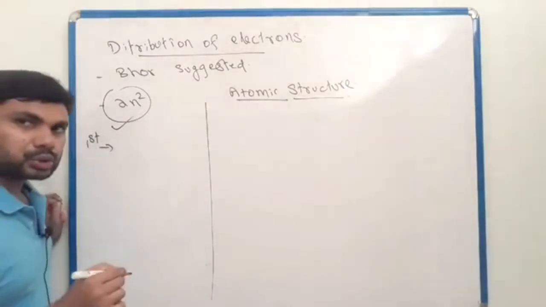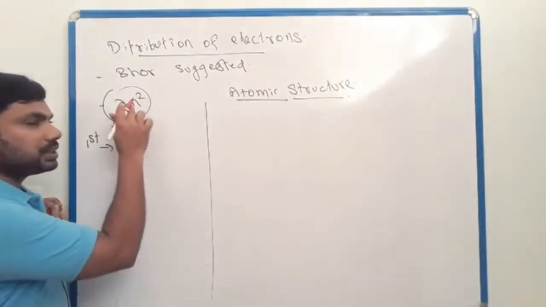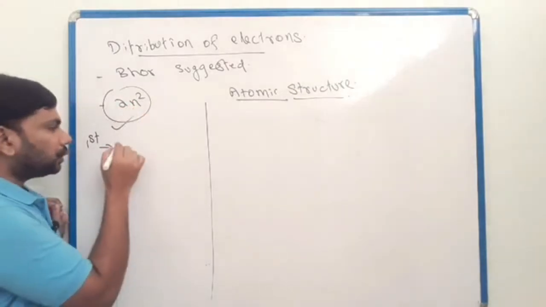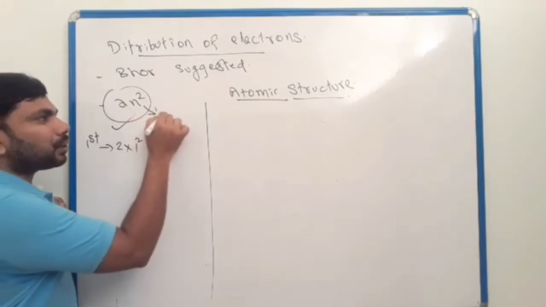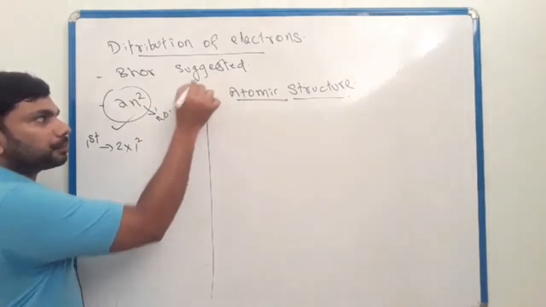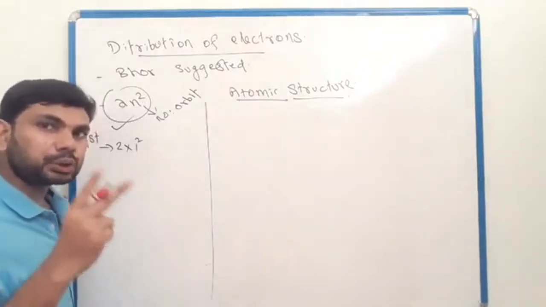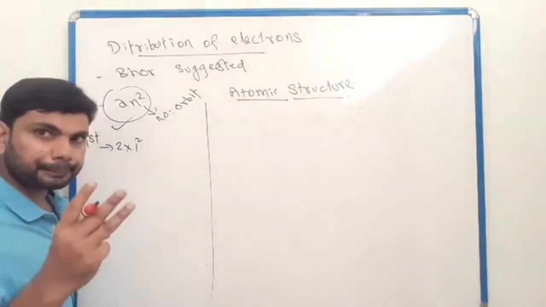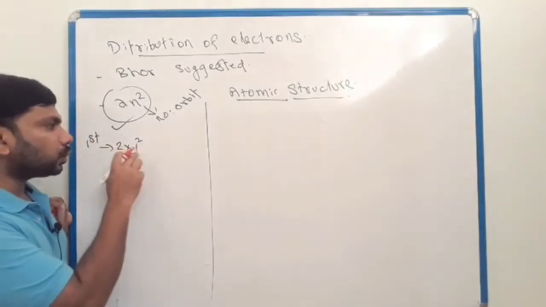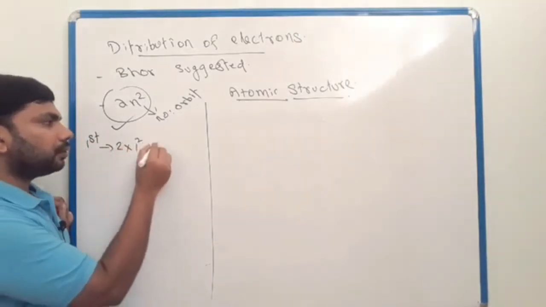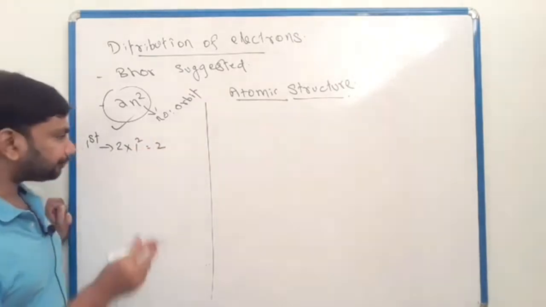So you want to know the first orbit. How many electrons? To understand how many electrons in the first orbit, you have to use this equation 2n square. Here n represents the number of the orbit. First orbit n equal to 1, second orbit n equal to 2, third orbit n equal to 3, and so on. Now for the first orbit n is equal to 1, so 2 times 1 square, so it will be 2. In the first orbit there will be 2 electrons.